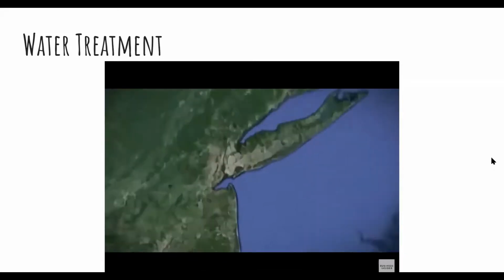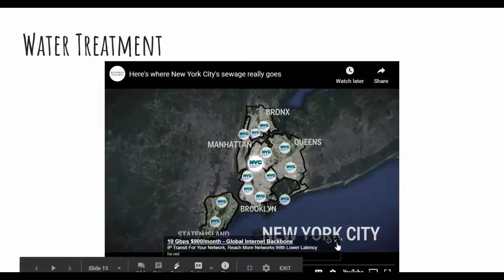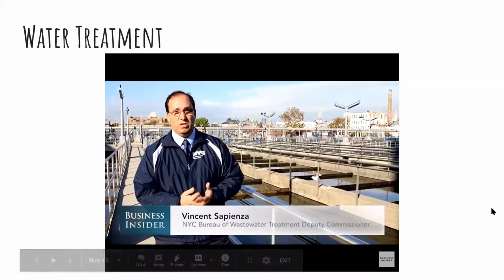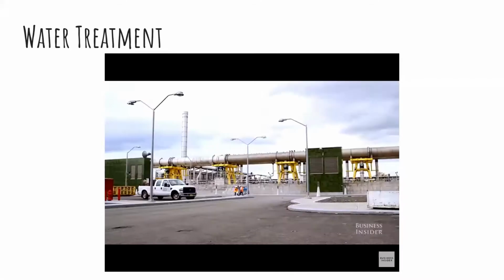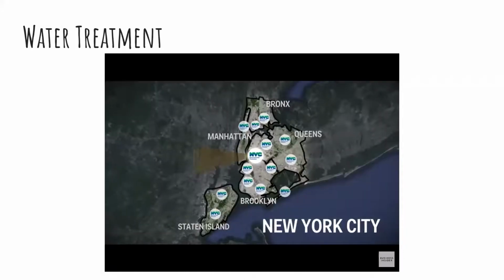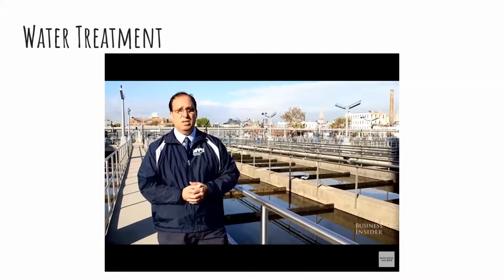New York City has 14 wastewater treatment plants. In total, we treat about 1.3 billion gallons per day. There are about 8.5 million people in New York City. All of their wastewater is treated at one of the 14 plants. Here at Newtown Creek, the service area is about 1.1 million people. This plant here at Newtown Creek, though, is the largest of the 14 plants. It treats, on average, about 225 million gallons a day.